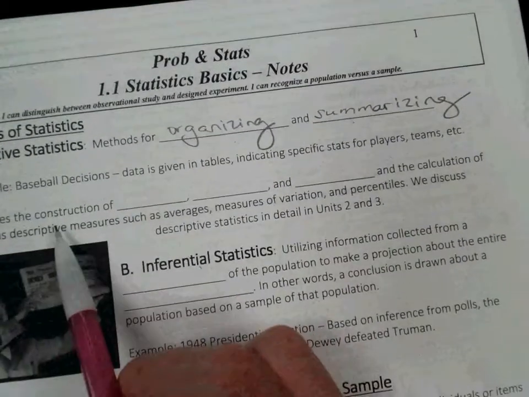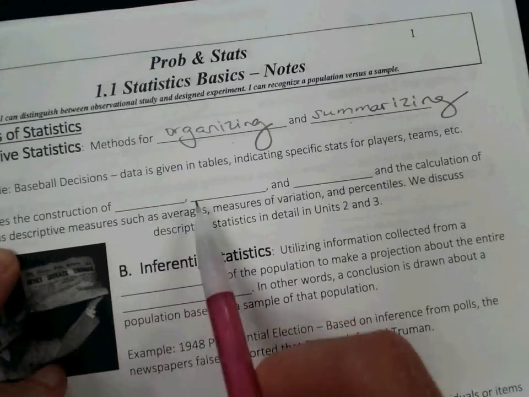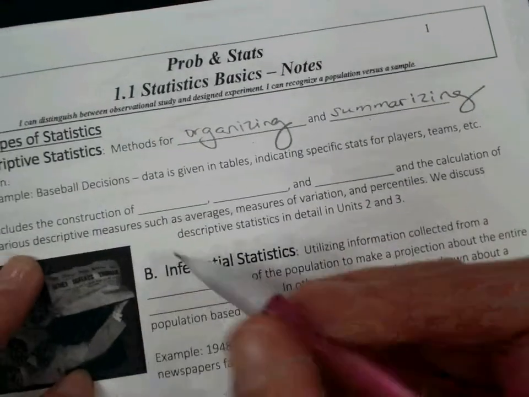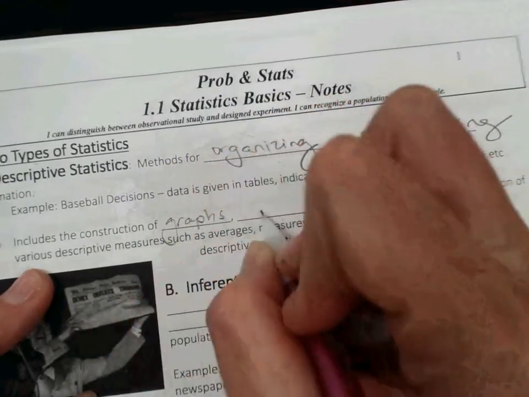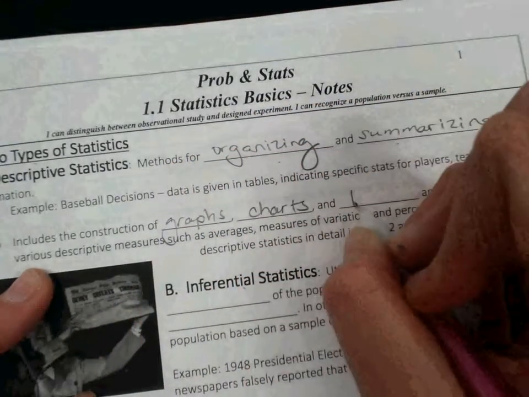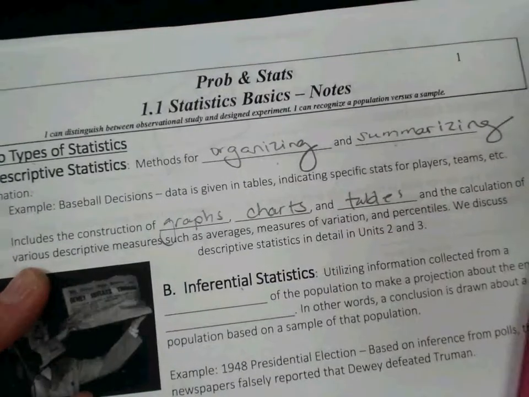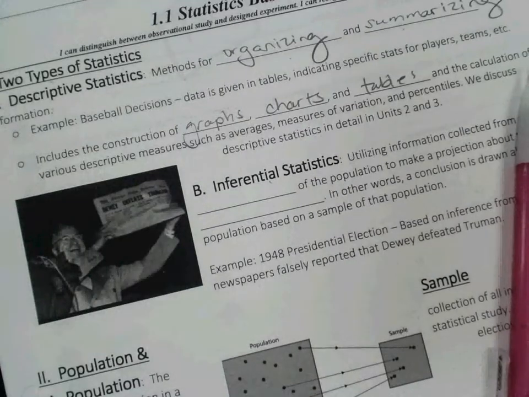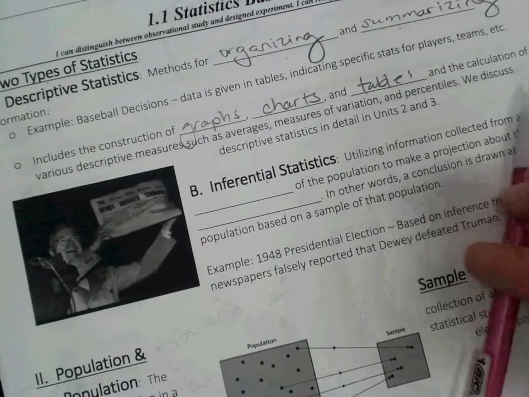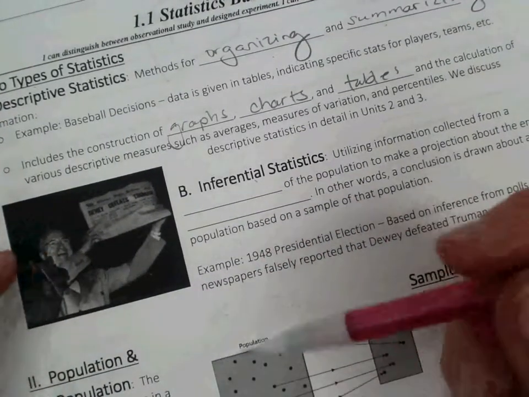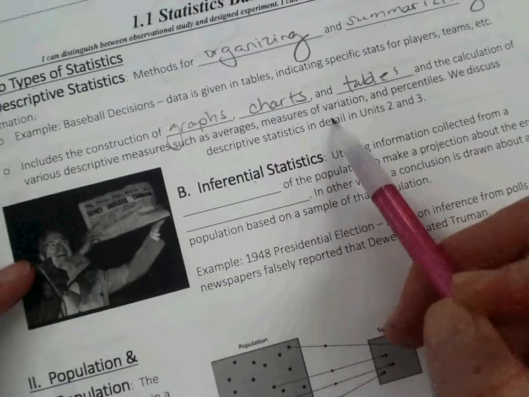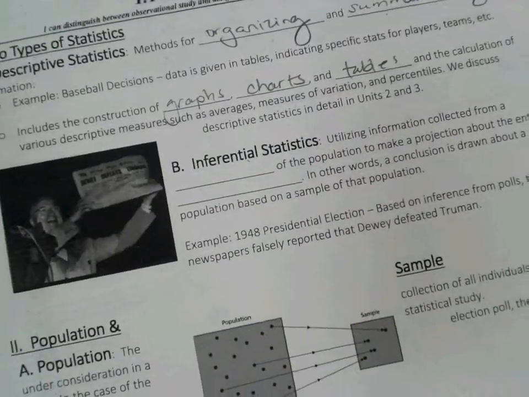It includes the construction of blank, blank, and blank. Hannibal. Graphs, charts, and tables. All right, great job, Hannibal. And the calculation of various descriptive measures, such as averages, measures of variation, and percentiles. Those are things we'll learn more about in Units 2 and 3.